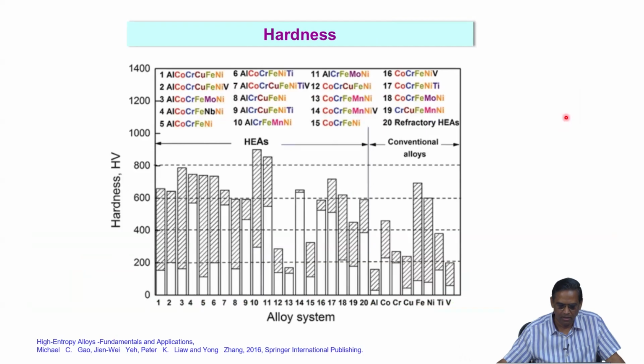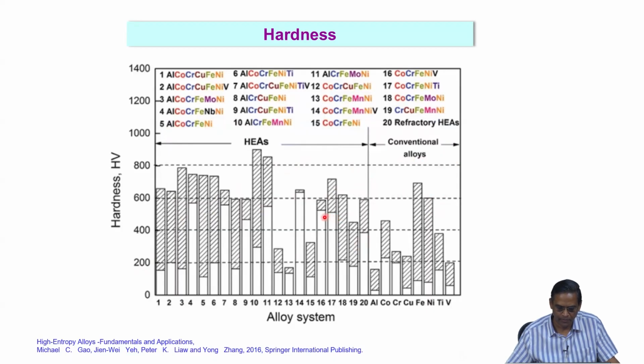When you come to mechanical behavior, the first property one would look at is hardness, because it's very easy to do in a laboratory without any sophistication. If you look at this plot, it's a highly populated plot, and you can see that 20 high entropy alloy systems are compared with the conventional alloys, with the alloying system plotted on the Y axis and the hardness values higher. So you can see that most of the high entropy alloys exhibit much higher hardness than the conventional alloys.